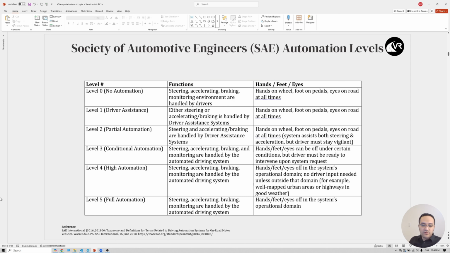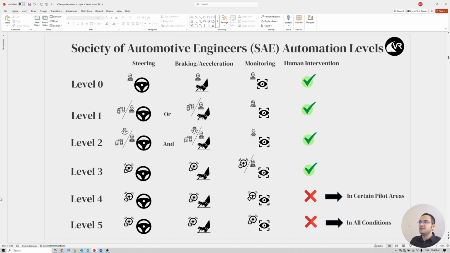So there are 6 important levels in AV based on automation. Level 0 is the cars that don't have any technology. But as we go forward, level 5 is a fully autonomous vehicle, which can basically drive without needing any human intervention. This is a very simple figure to understand that I provided. So level 0 needs steering with hands on the steering wheel, foot on the brake or acceleration, and eyes for monitoring, and also human intervention.